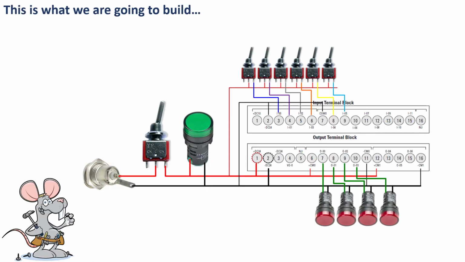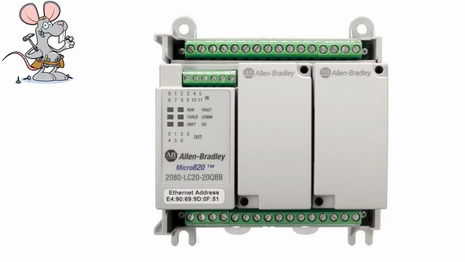Let's take a look here. This is what we're going to build, or basically discuss building. This is a preview of it. Now let's get into it step by step. First of all, you need a controller, obviously. My controller of choice is the 2080-LC20-20QBB, and it also has Ethernet.